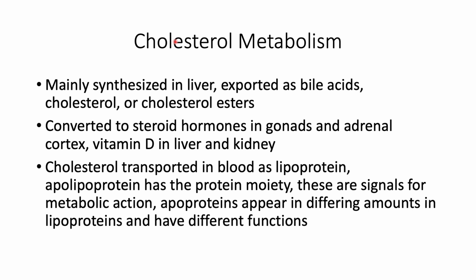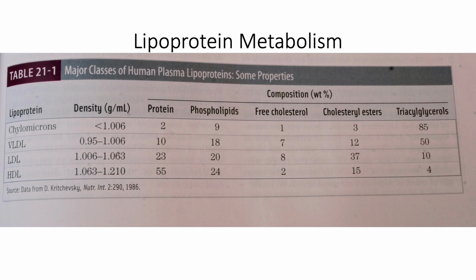For cholesterol metabolism, it is mainly synthesized in the liver, exported as bile acids, cholesterol, or cholesterol esters. These are converted to steroid hormones in gonads and adrenal cortex, and vitamin D in the liver and kidney. Cholesterol is transported in the blood as a lipoprotein. Apolipoprotein has a protein moiety, and these are signals for metabolic action. Apoproteins appear in differing amounts in lipoproteins and have different functions.